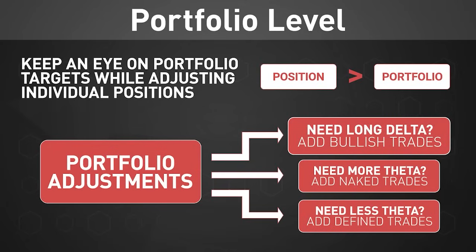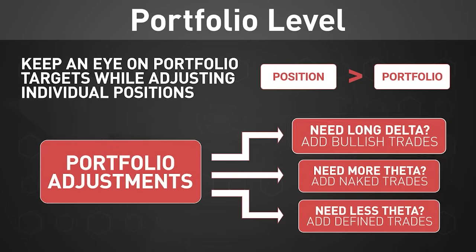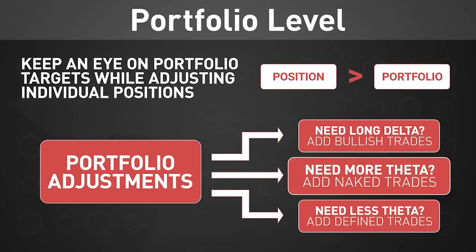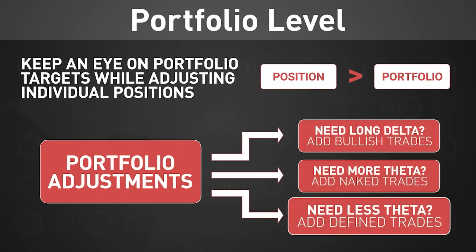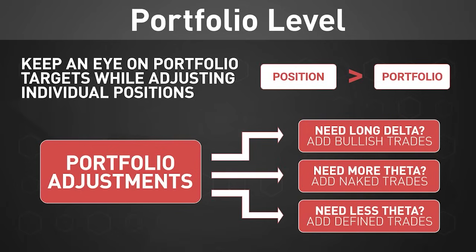You need positive delta, you add trades with a bullish bias. You need more positive theta, you add trades with positive theta, probably of the undefined risk nature so that you can build up theta more quickly. You have too much positive theta, hey, you can close some of your existing trades, also probably undefined risk, or you can add new trades that are more defined risk so their theta impact won't be too significant.